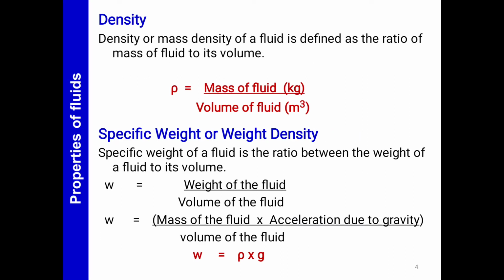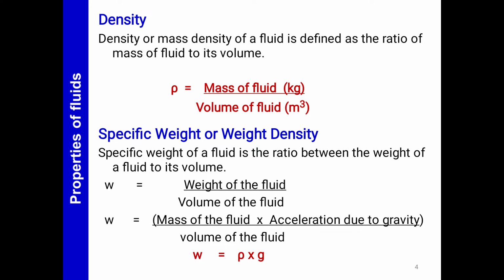Properties of fluids. Density. Density or mass density of a fluid is defined as the ratio of mass of the fluid to its volume. The density is denoted by the symbol ρ, that is equal to mass of the fluid divided by volume of the fluid.